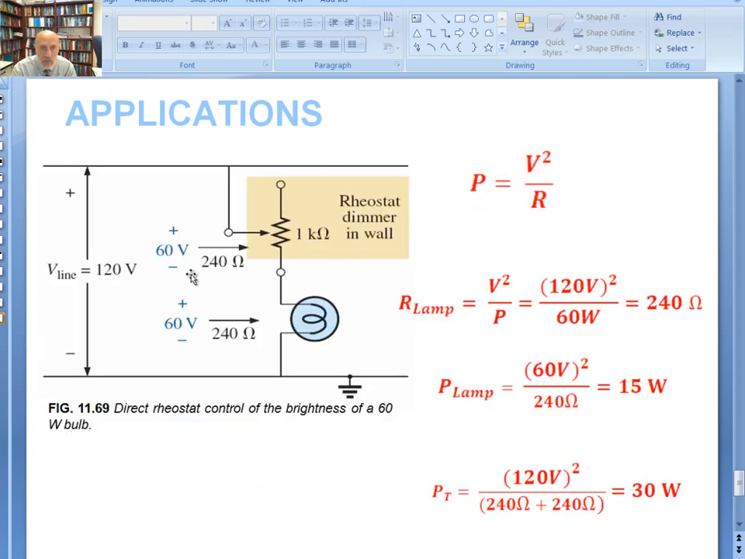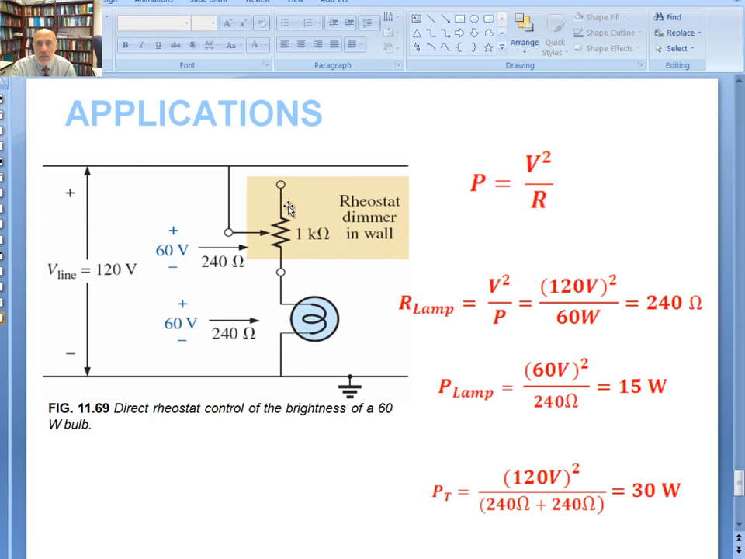As an example, let's say you have a 60 watt light bulb and you want to control it with a dimmer switch, and if it's 60 watts, it's 120 volts. So I can calculate the resistance of the lamp. P is equal to V squared divided by R, so R is 120 volts squared divided by 60 watts. That gives you 240 ohms.